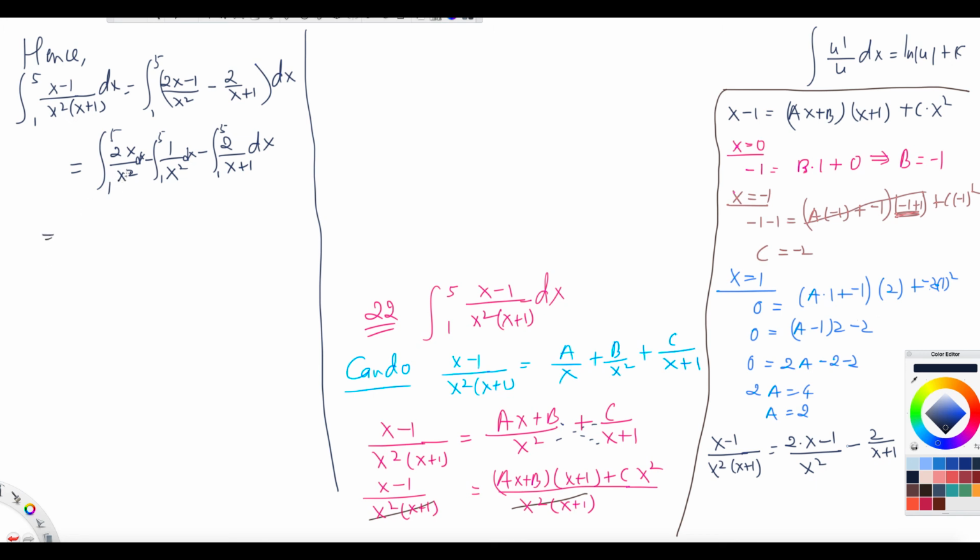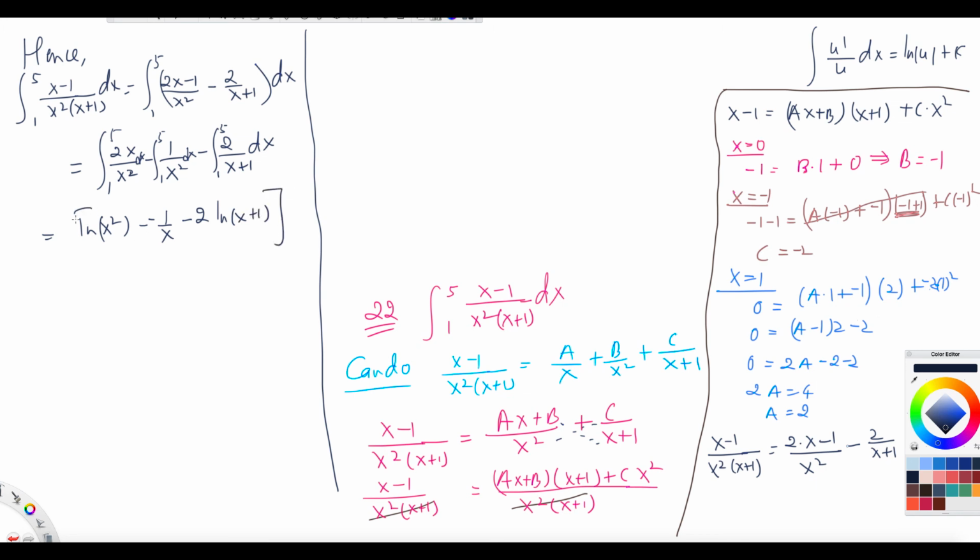So what is this? You see that the derivative of the denominator is in the numerator, so it will be natural log of x squared. Minus, what is the integral of 1 over x squared? You can move this to the top, it will be x to the negative 2. So the integral of x to the negative 2 will be x to the negative 2 plus 1 over negative 2 plus 1, so you will get negative 1 over x. Negative and negative will make it plus later. And then minus, the derivative of the new denominator is 1, so you can write 2, and what is left is the integral of 1 over x plus 1, that will be natural log of x plus 1.